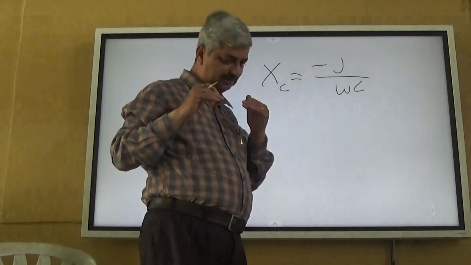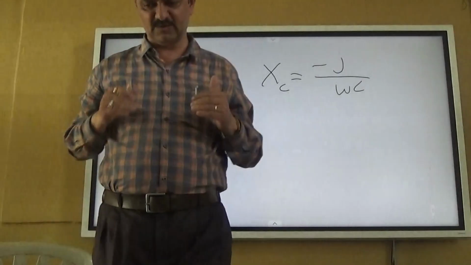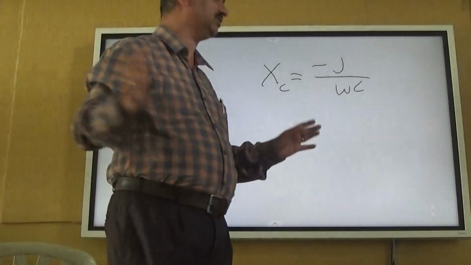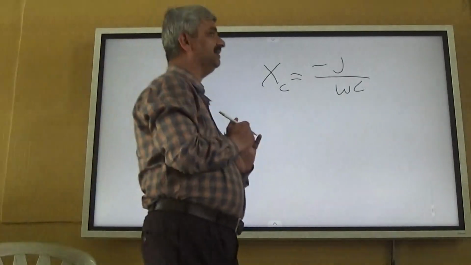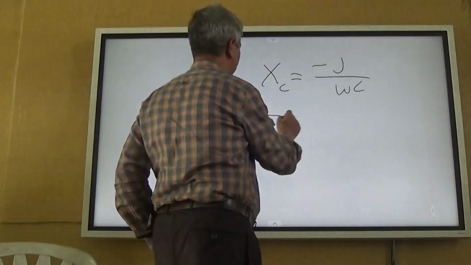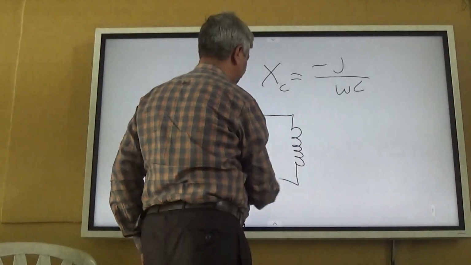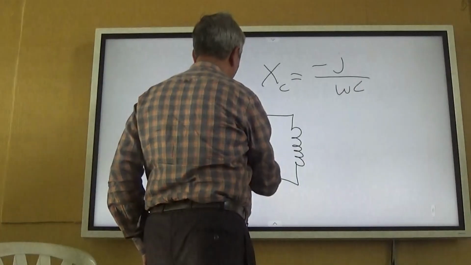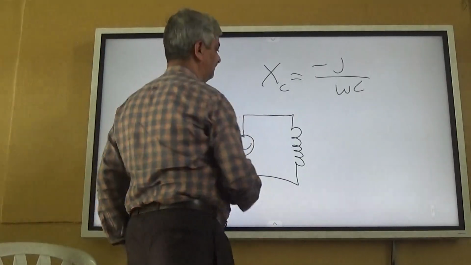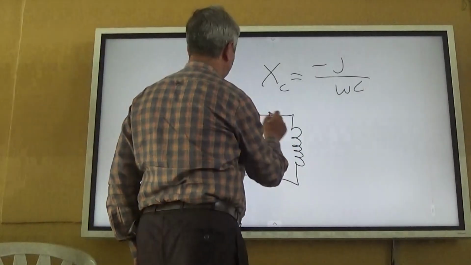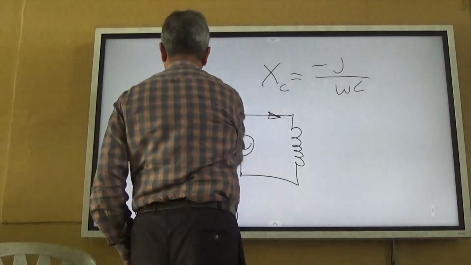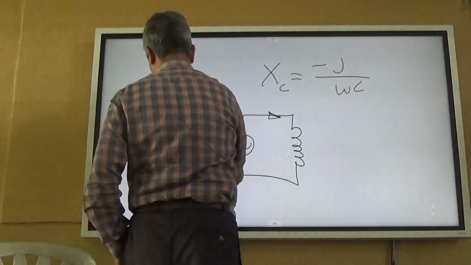And I will provide you all the examples in very simple terms. Similarly, when we think of an inductor, when we apply voltage to the inductor, sin omega t, then what would be the current?